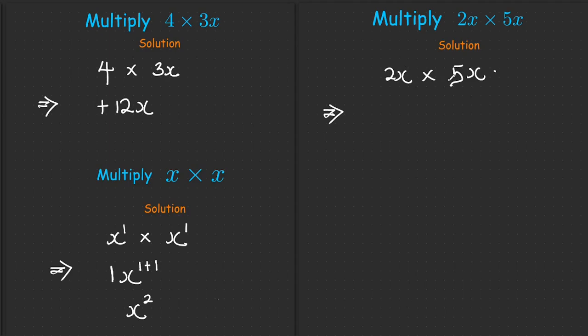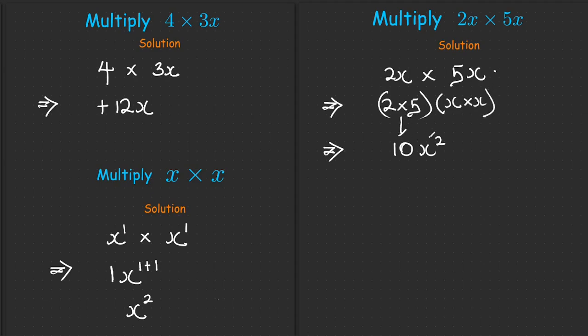Now 2 times 5 gives us a 10. So we have 10, and then the x times x gives us an x squared. As simple as that. If you want it explained further, all we did was to multiply 2 by 5, and then we multiply the x by the x. And 2 times 5 gives us our 10. Then x times x gives us our x squared.